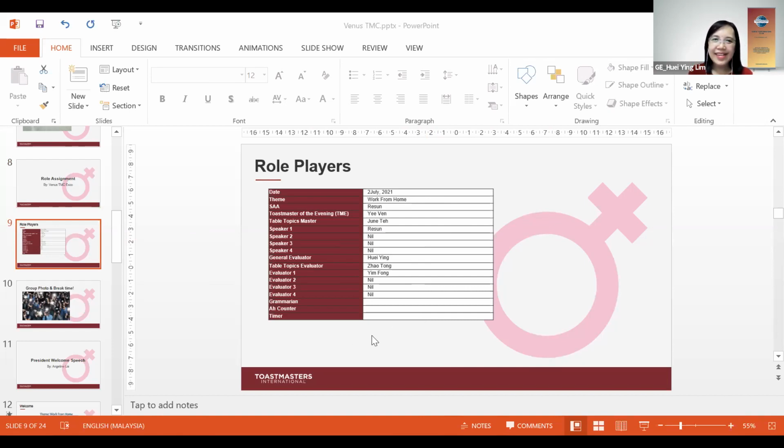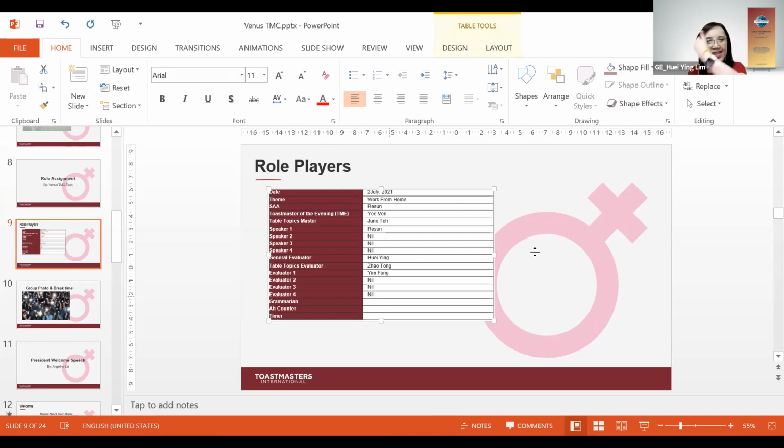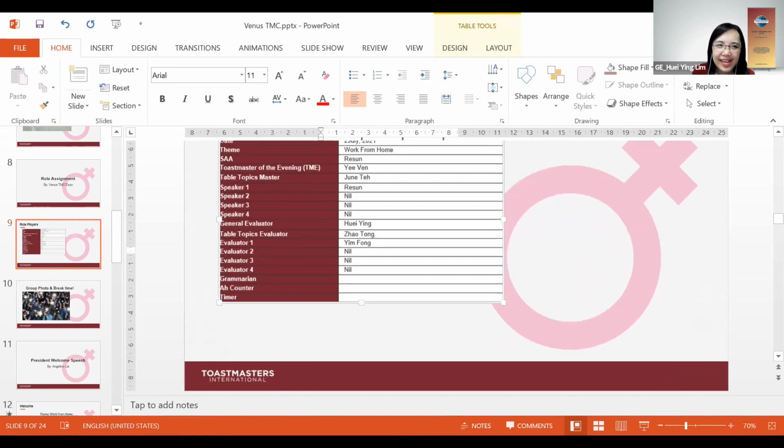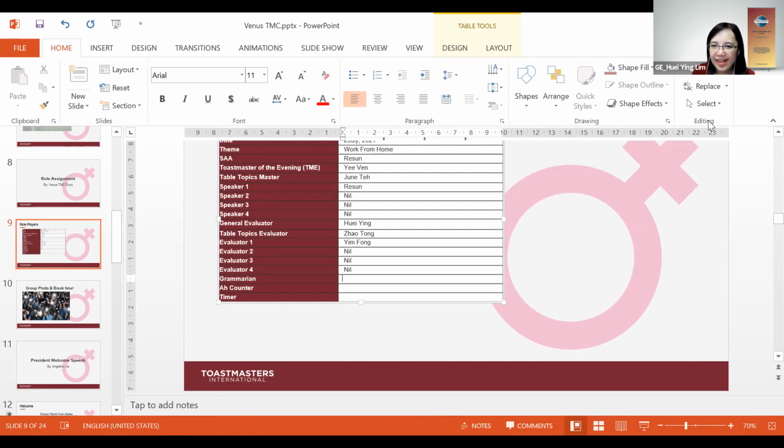Everyone is so quiet. Any volunteer to take up the role for the later session? Don't be shy. I think we have 3 roles open. Maybe you can zoom the slide bigger. Wisan, help to zoom bigger. So we have 21 today. We have 21 guests and members both joining the club tonight. So probably we can have someone volunteer to be the grammarian, one person to be the R counter, and also one person to be the timer. Anyone?